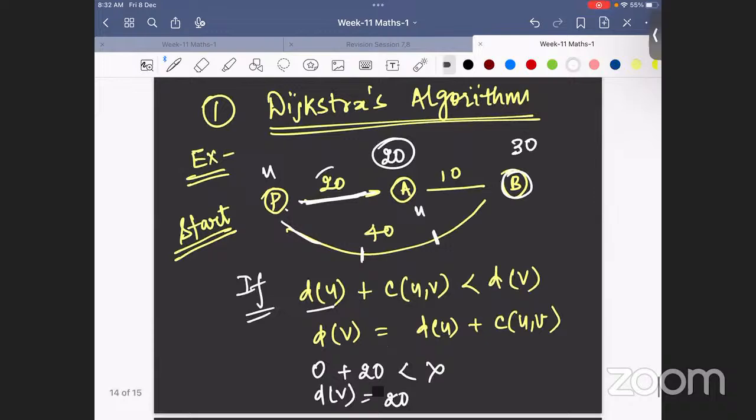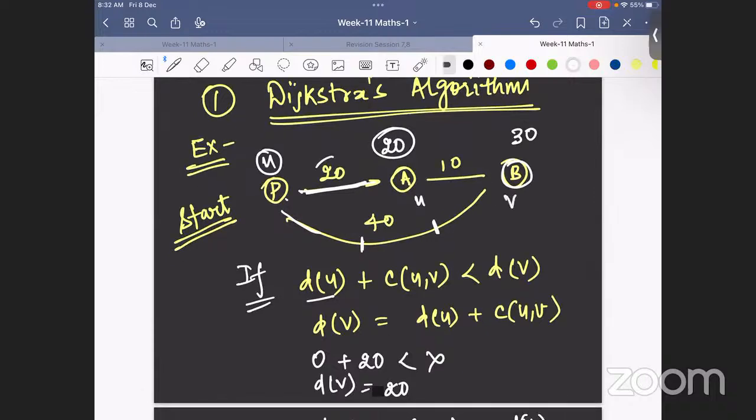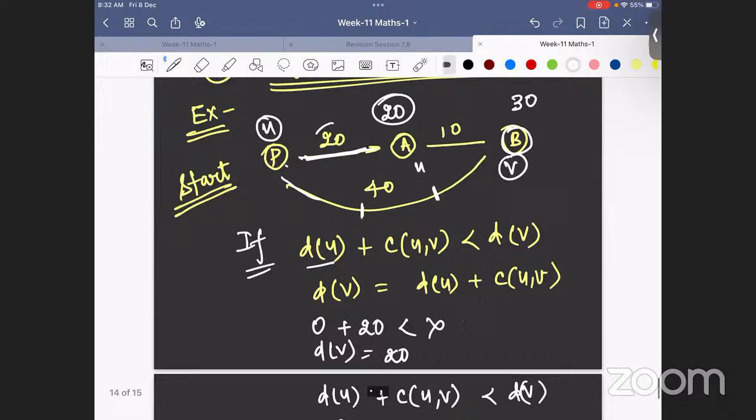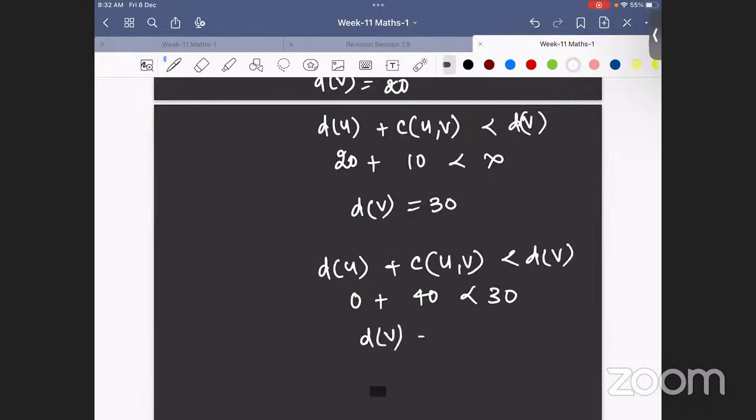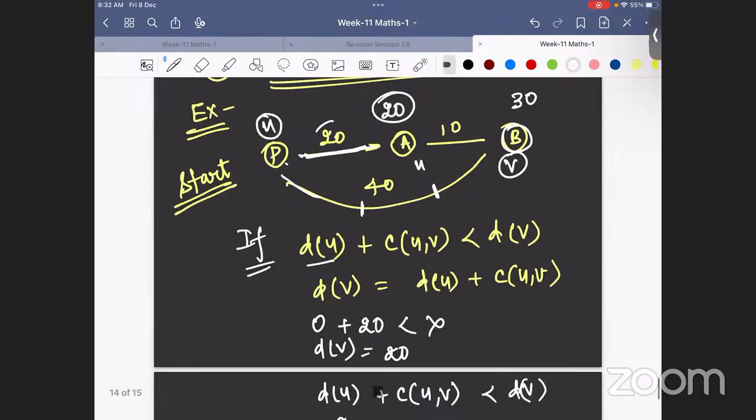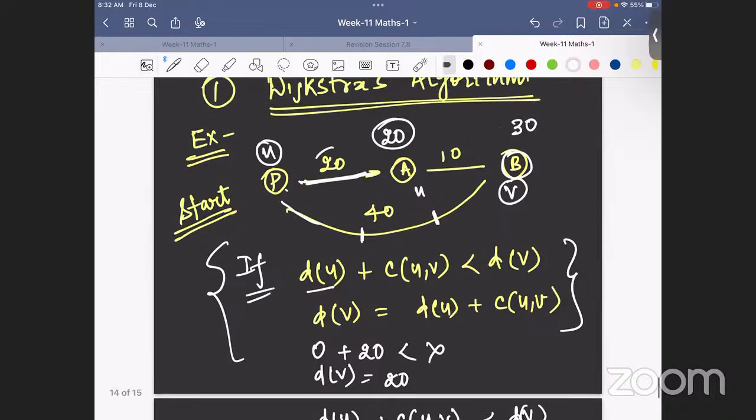You can think in that way also, this as u and this as v. So this is basically du, again you can think of du plus cv less than dv or not. Then you can think of this as 0 plus 40. Is it less than 30? No, right? So you will not be updating the value of dv. So dv will be the same as 30 because this is not occurring. So this is what we were thinking of: if du plus cuv is less than dv, then you'll update it. Otherwise, you'll not. So again, you'll be left with this only, right?